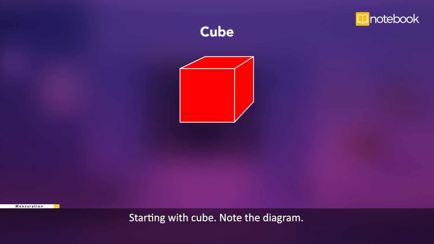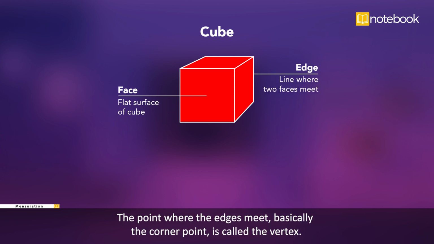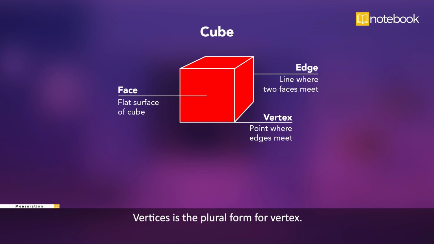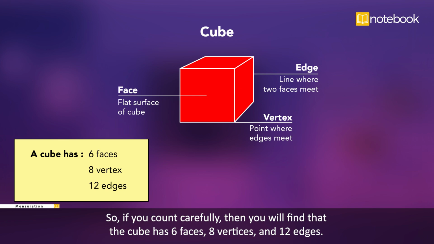Starting with cube, note the diagram. The flat surface of a 3D shape is called its face. The line where two faces meet is called the edge. The point where the edges meet, basically the corner point, is called the vertex. Vertices is the plural form for vertex. So if you count carefully, you will find that a cube has 6 faces, 8 vertices, and 12 edges.